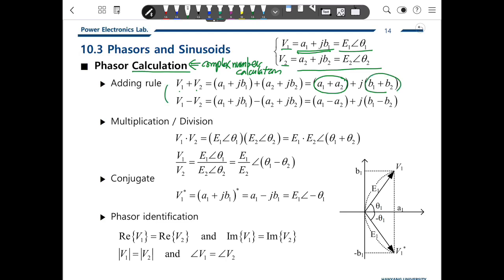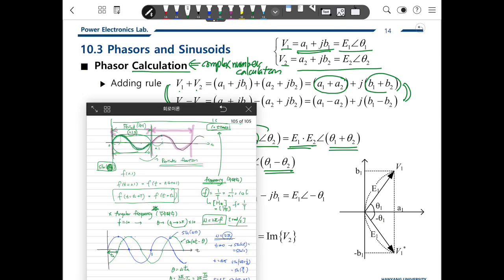So to add, which form is more useful? Instead of the polar form, the rectangular form is very useful when you add complex numbers. But when you multiply or divide, the polar form is useful, not the rectangular form. When you multiply two complex numbers in polar form, the magnitudes are multiplied and the phasors are added. If you divide, the magnitudes are divided and the phases are subtracted.